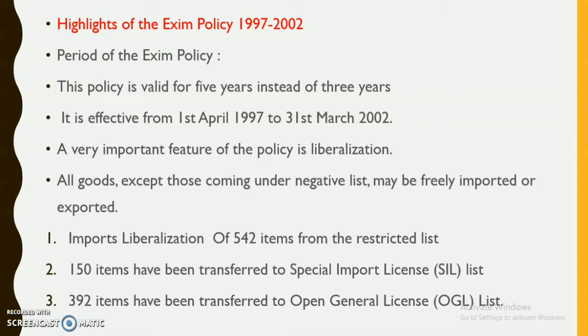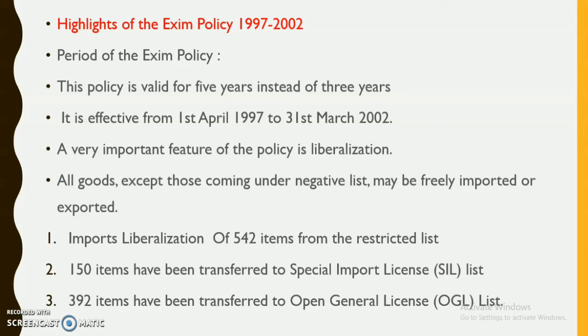1997-2002 policy is that the period is valid for 5 years instead of 3 years. It is effective from 1st April 1997 to 31st March 2002. A very important, remarkable feature of the policy is liberalization. All goods except those coming under the negative list may be freely imported or exported.